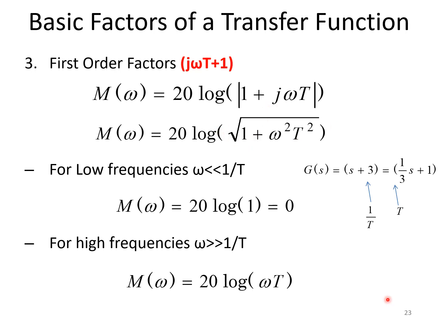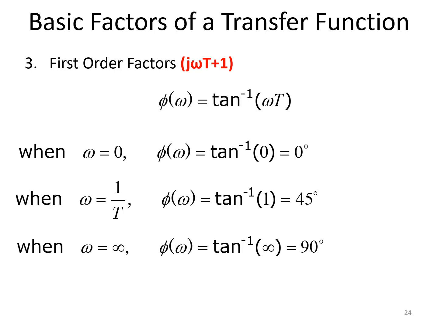By taking the root for this, we can just take it as equal to 20 log of omega t. Now coming to the phase value for a first order factor, j omega t plus 1, phi of omega is taken as tan inverse of omega t. So when we take some values for omega, 0, 1 by t and infinity, the value of phi of omega varies like this. Tan inverse of 0 is 0, tan inverse of 1 gives us 45 degree, and tan inverse of infinity is always 90 degree. So it depends upon the value of omega in this case.